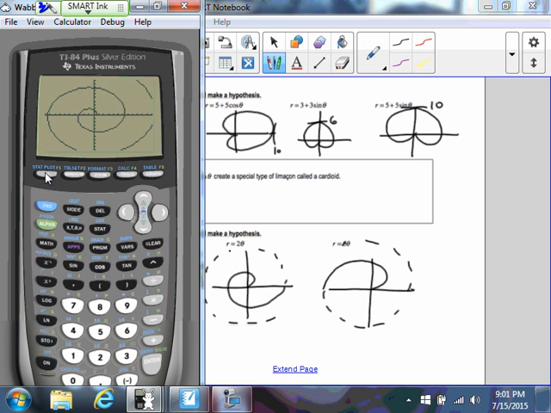And I can adjust how tight the spiral is. So maybe if I want to insert and I put in like 0.5, okay, this is going to be like a tighter, a closer spiral. Okay, so it's looking like that. Pretty cool. Aren't you guys excited to be graphing these cool things on your calculators?